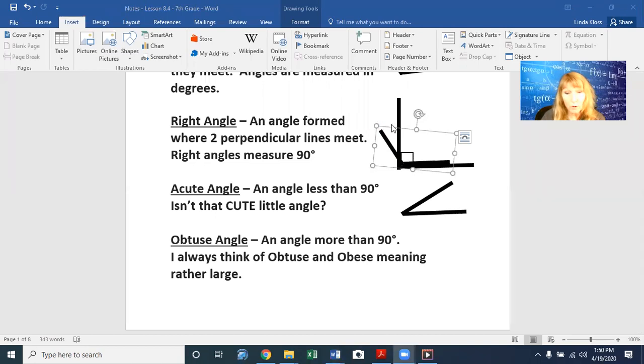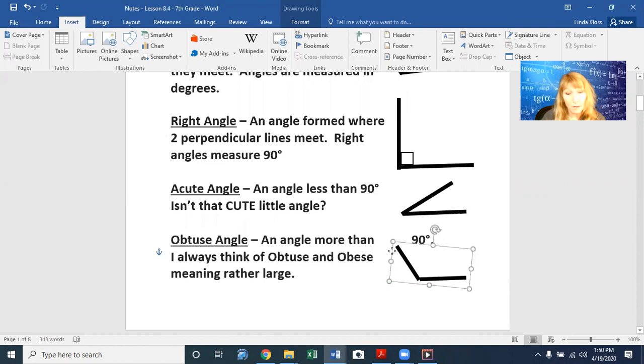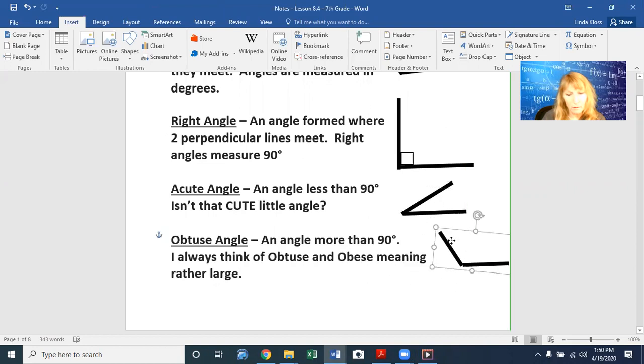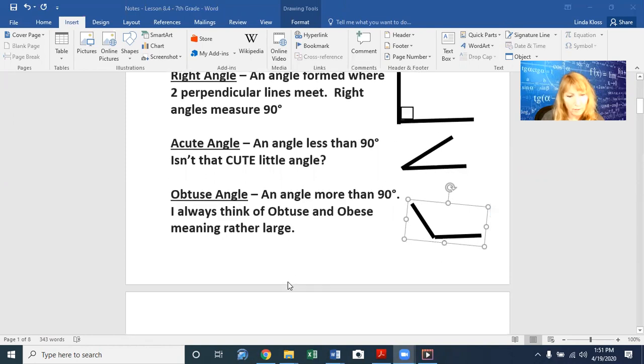But you could use a protractor, which we're going to do today, to figure out exactly how big an angle is. So now, why did my 90 degrees move with it? It wasn't supposed to. Oh, I see, it didn't. It just did this. I'll put it down here. Okay. So that is an obtuse angle. So acute, little, cute, less than 90. Obtuse, bigger than 90. Think of obese.